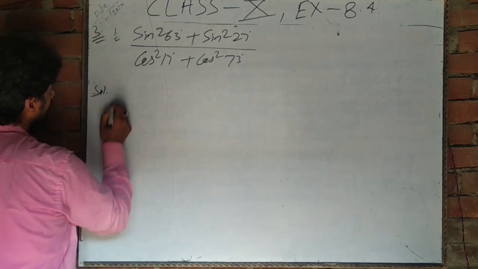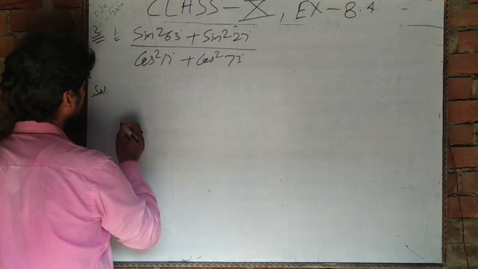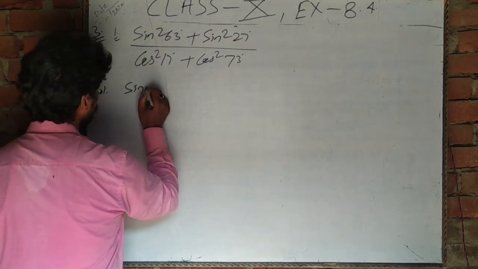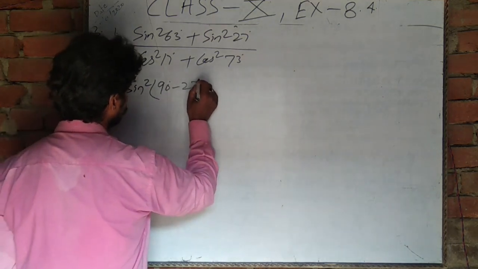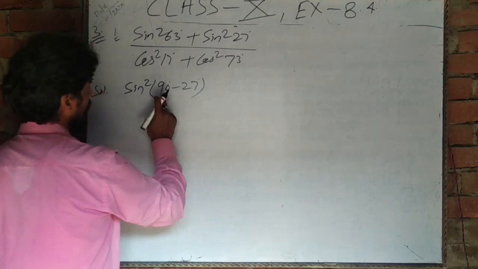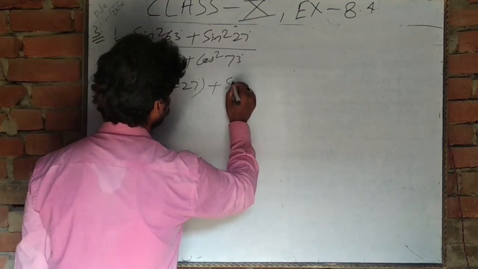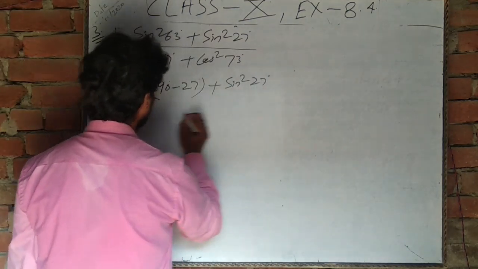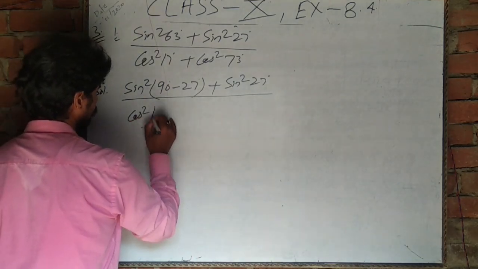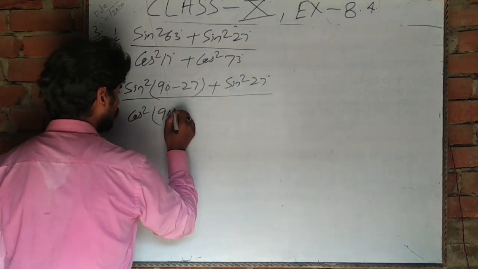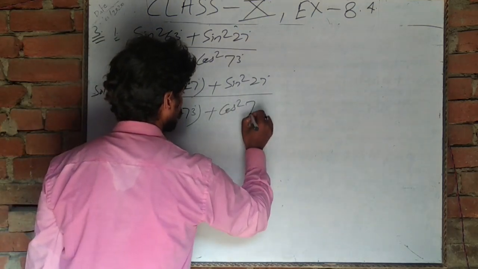Solution. We will change sin square 63 degree. That means sin square 63 means 90 minus 27 degree. 90 minus 27 is equal to 63 degree, plus sin square 27 degree by cos square 17, which means 90 minus 73 degree, plus cos square 73 degree.